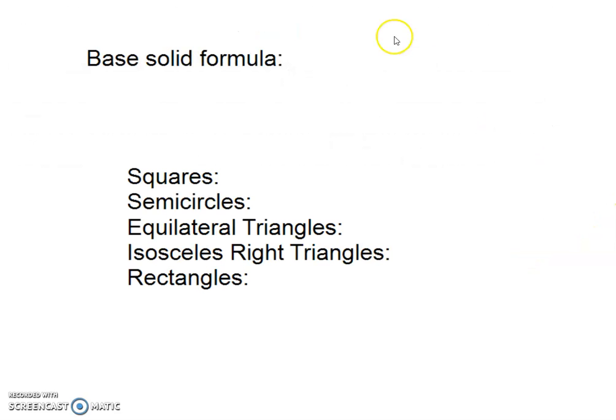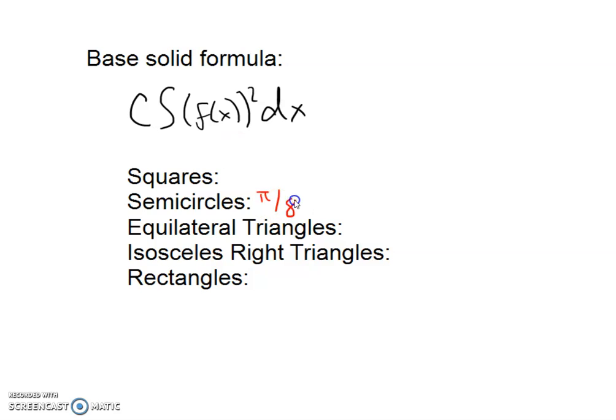But the basic idea of this is this. The formula for base solids, this is by far the easiest one, is there will be some coefficient and then it'll be the integral of some function squared. And that coefficient changes based on whatever the shape is. So semicircles that we just did, the coefficient will always be pi over 8. And I can easily show you the math where that comes from, but it's always pi over 8.